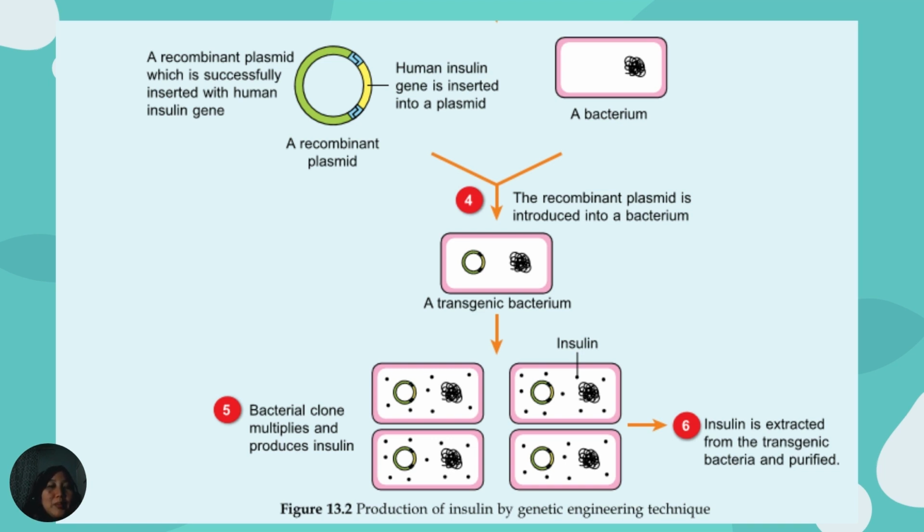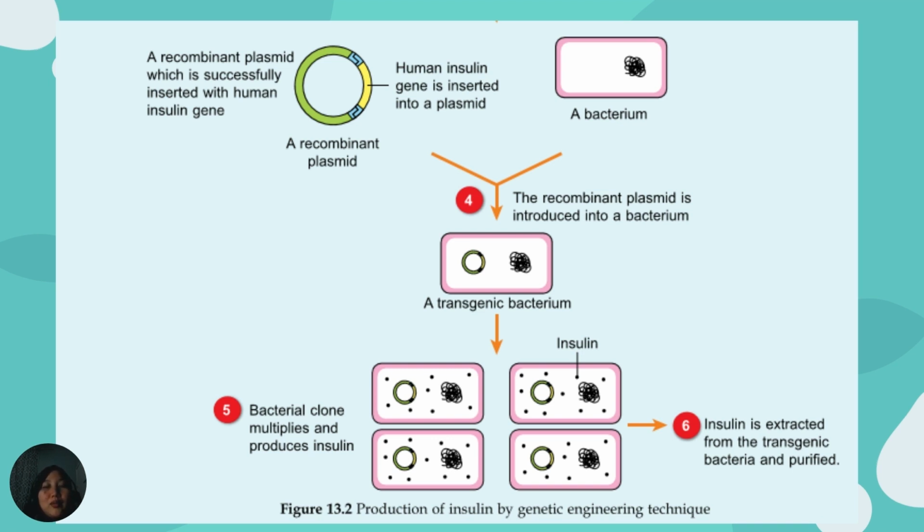Okay, so kamu akan nampak sini, the recombinant plasmid is introduced into a bacterium. So this is a transgenic bacterium. Kenapa kita panggil transgenic bacterium? Sebab dia bawa satu plasmid yang sudah ada genetik yang baru, iaitu human insulin gene. Alright. So bila dia masuk transgenic ni, kemudian number 5, bacterial clone multiplies and produce insulin. Daripada satu dia akan kena clone. Dia akan dibanyakkan.